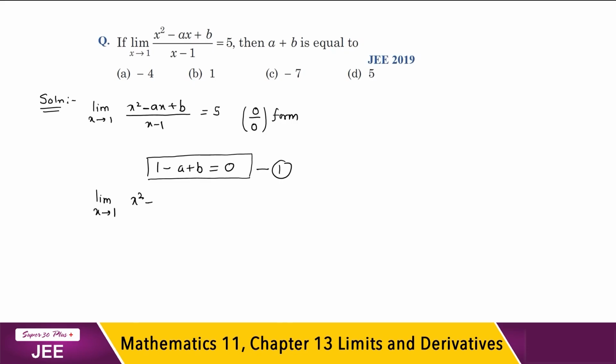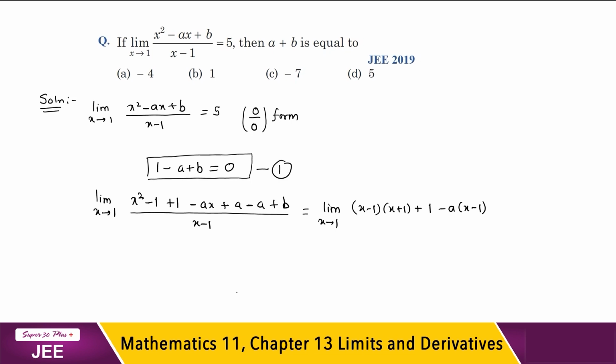x square minus 1 plus 1 and minus ax plus a minus a plus b. What I have done in the numerator, I have added 1 and subtracted 1 and added a and subtracted a, and rest all terms are as it is, that is x square minus ax and b. Now let's arrange the terms a bit. x square minus 1 is going to be x minus 1 times x plus 1, plus 1, and from here we can have minus a as common and we are left with x minus 1, and then we are left with minus a plus b. I hope everybody is getting till here.